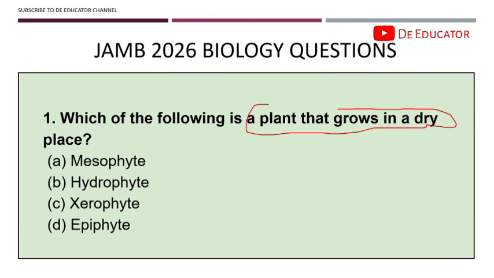A plant that grows in a dry place is known as a xerophyte. You should also know what mesophytes are, what hydrophytes are, and what epiphytes are. Some of these questions will not come out the way you are looking at them in this video, but rather they will be paraphrased, they will be changed. If they are changed, you shouldn't be confused. You should still know the answer to this question, even if they are changed.